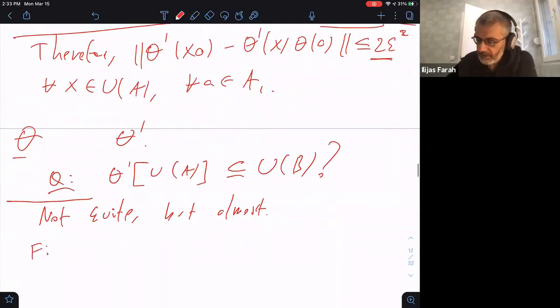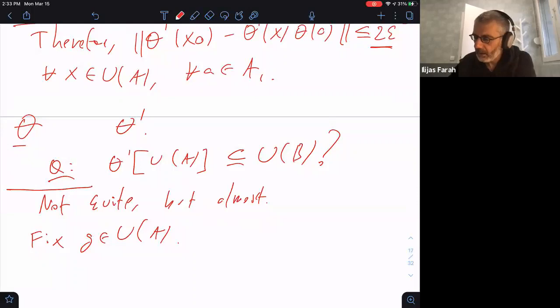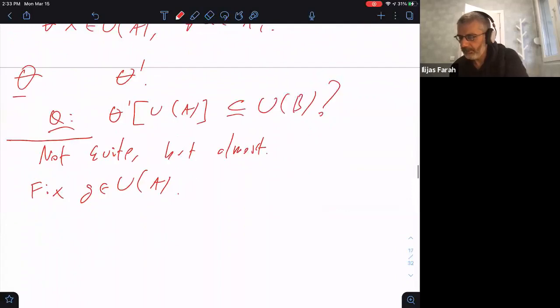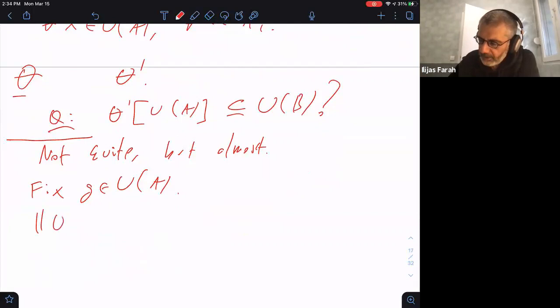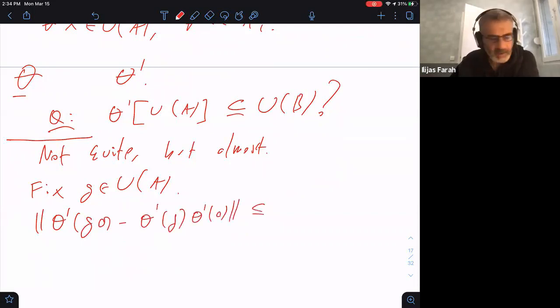Right. So what it means is just to fix some g, and as I said, g is always unitary. Now, what do we know about g? What we know is that the norm of theta prime of g a minus theta prime of g theta prime of a is less or equal than 2 epsilon squared.